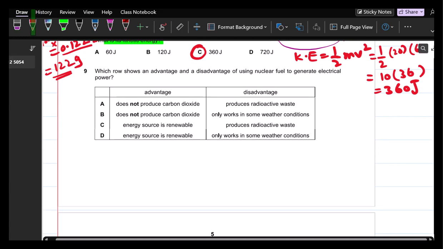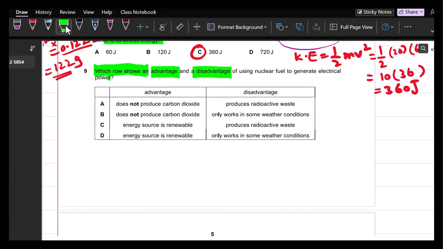Moving towards question number 9. Which row shows an advantage and a disadvantage of using nuclear fuel to generate electrical power? So we have to use this nuclear fuel. C says energy source is renewable. By the way, remember, nuclear fuel is not renewable.